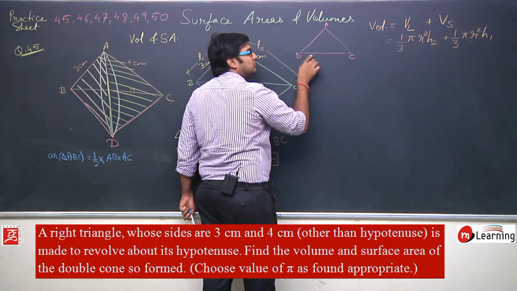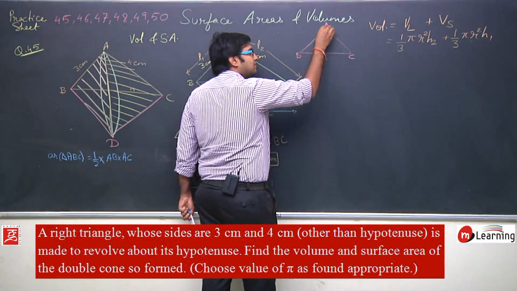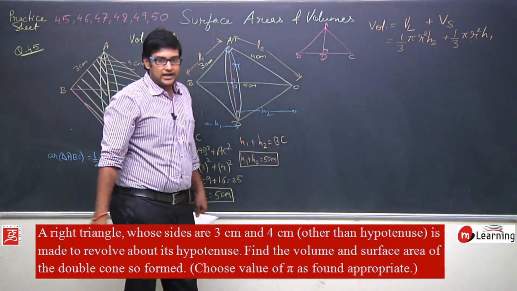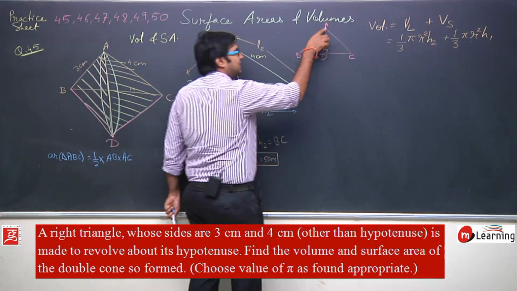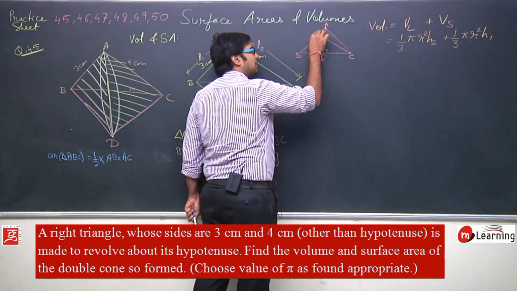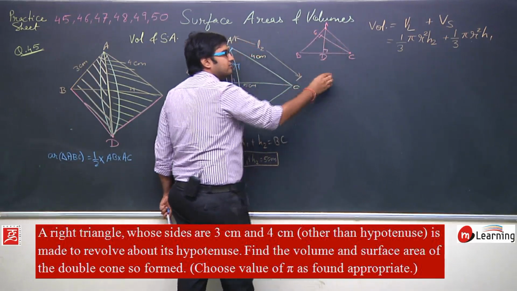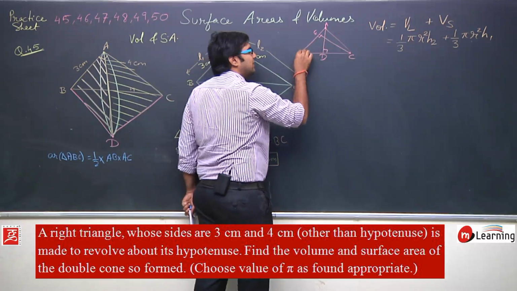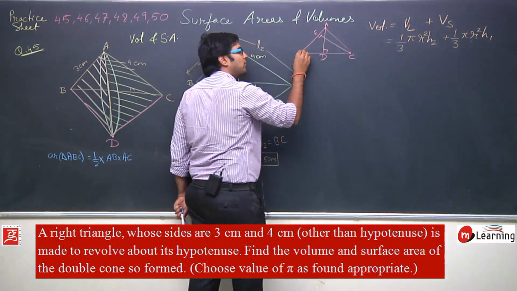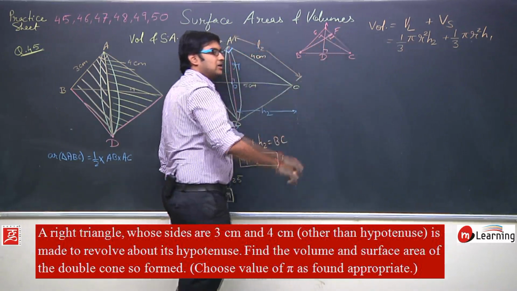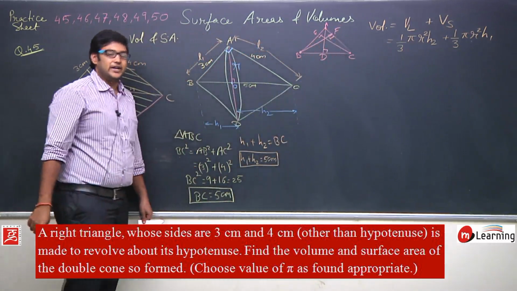In ABC, if I consider BC as the base, then we will drop a perpendicular from this point A, and this AD will be the height. If I consider AB as the base, then we will drop a perpendicular from this point C, and this CE will become the height. If I consider AC as the base, then I will drop a perpendicular from this point B such that this is BF. So BF will become the perpendicular or the height.